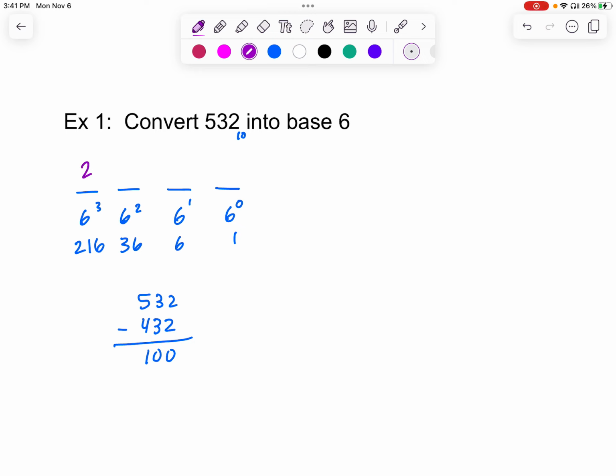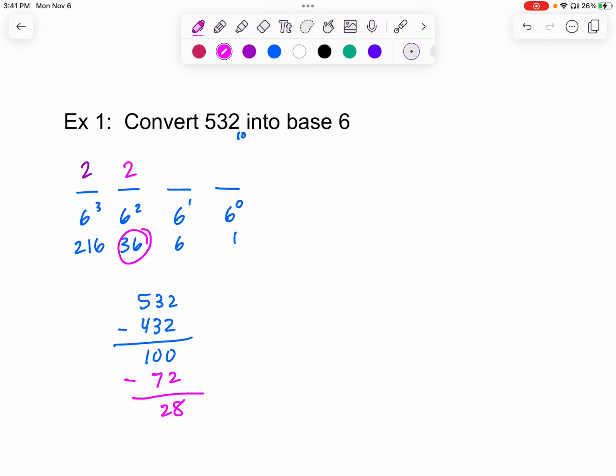Now, with my remaining 100, I ask myself, how many 36s can I put in there? Well, I can definitely fit 2 36s. If I were to do 36 times 3, that would be greater than 100. So I can only fit 2 36s. So I'm going to subtract 72 here, and then I'm left with 28.